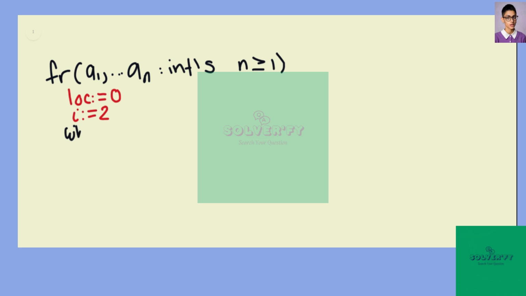Okay, so we'll start our first loop here, and we'll say that while i is less than or equal to n. So we want this loop to stop when we've exhausted all the elements. But we also want it to stop once we've found our first repeated item, right? We don't need to list and find all of them. We just need the one. So we'll say while i is less than or equal to n and the location is equal to 0.